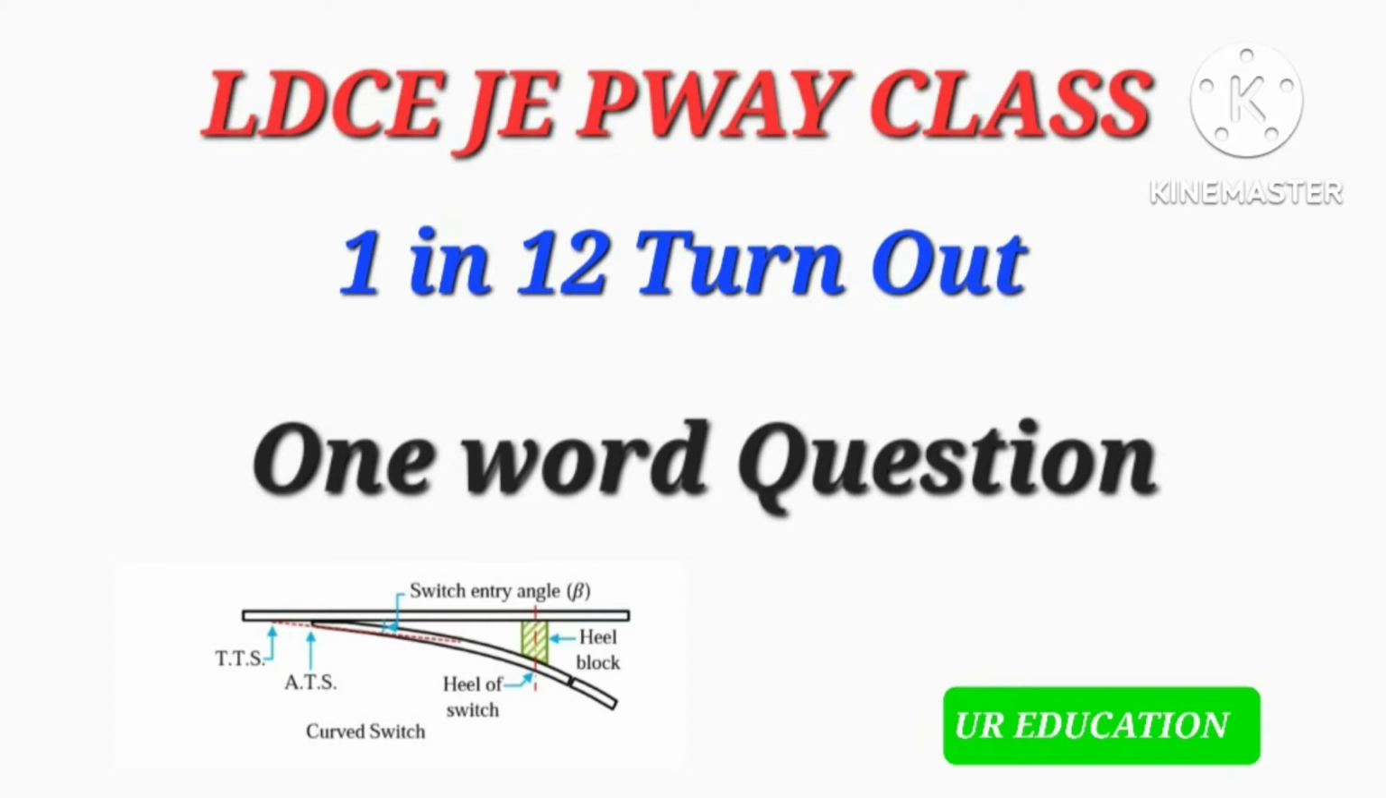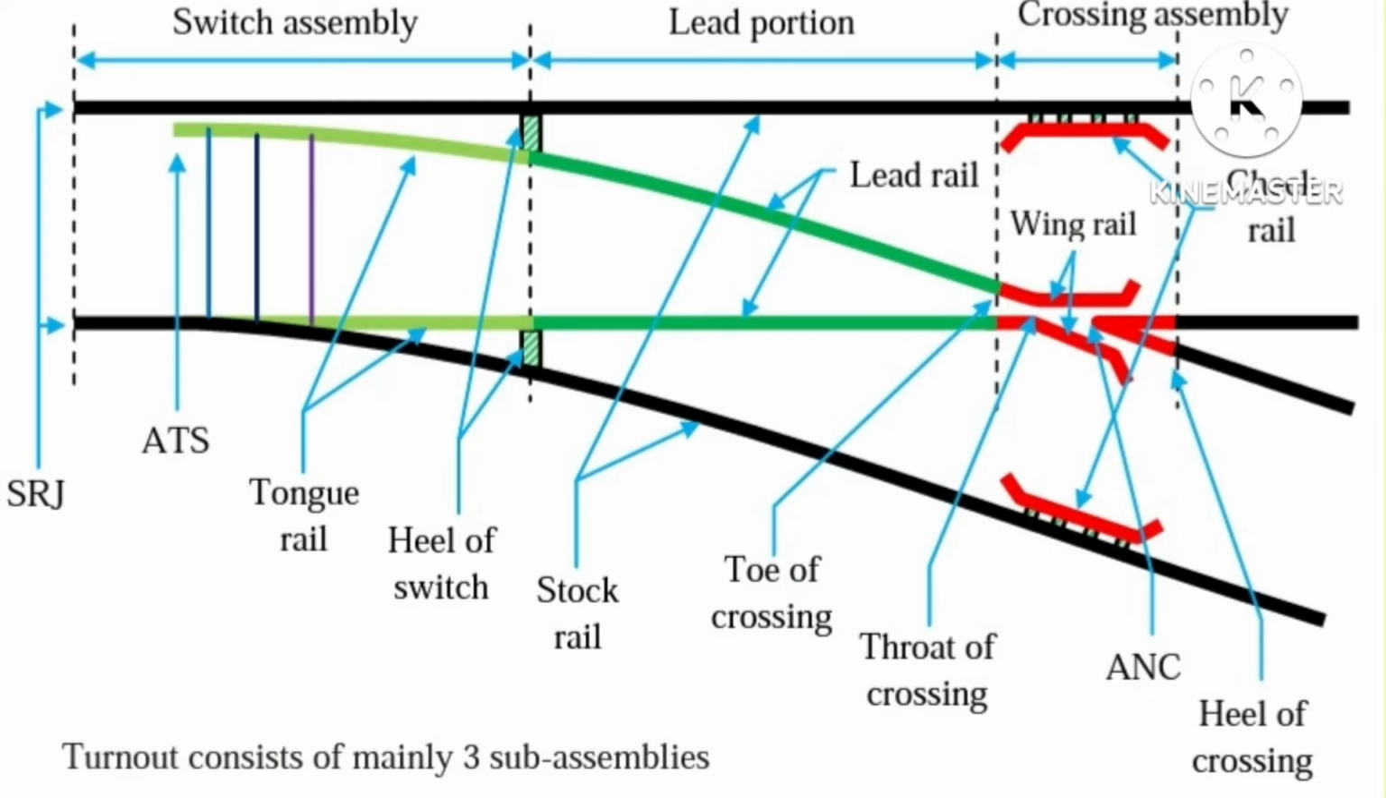Hi friends, in this class we are discussing points and crossing, track layout, and a one word question about the 1 in 12 turnout. Functions of points and crossing.